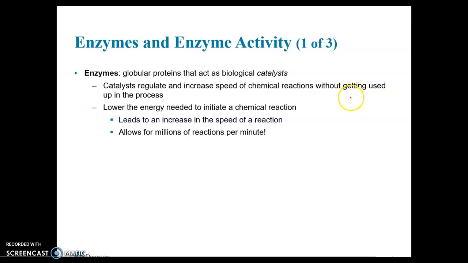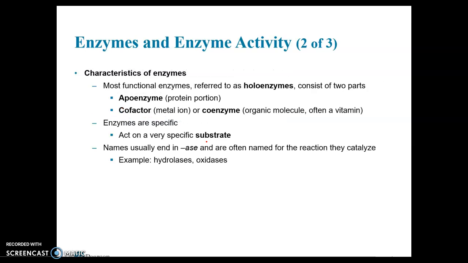Enzymes are catalysts. They are protein catalysts. That means that they are proteins that speed the rate of chemical reactions. And the way they do that is they lower the activation energy that's needed to initiate the reaction. This causes the reaction to speed up. Enzymes are often referred to as holoenzymes. They can consist of a protein portion called the apoenzyme and then a cofactor or coenzyme. Cofactor would be a metal ion like zinc. Coenzyme can be a vitamin or some other organic molecule.